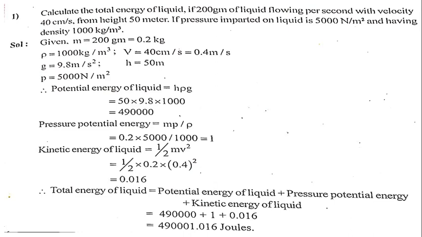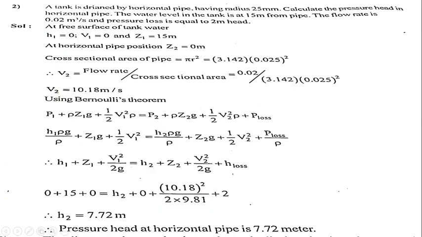Now see another example. A tank is drained by a horizontal pipe having radius 25 mm. Calculate the pressure head in the horizontal pipe. The water level in the tank is at 15 meter from the pipe. The flow rate is 0.02 m³ per second and pressure loss is equal to 2 meter head.